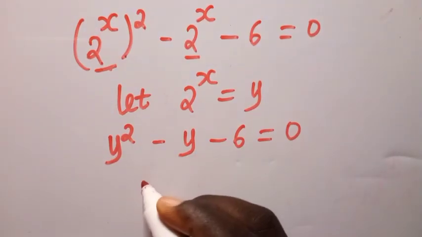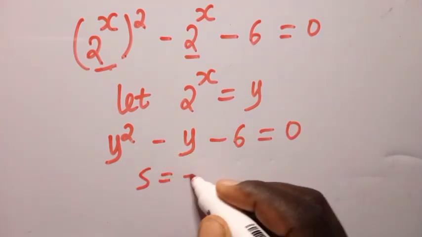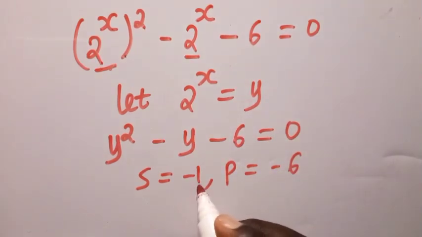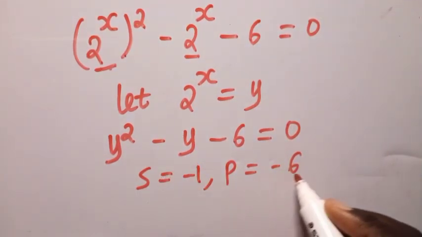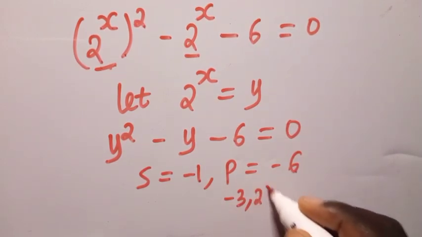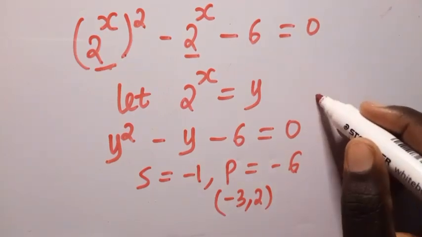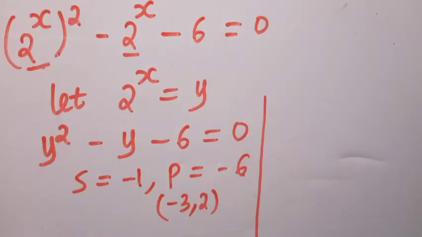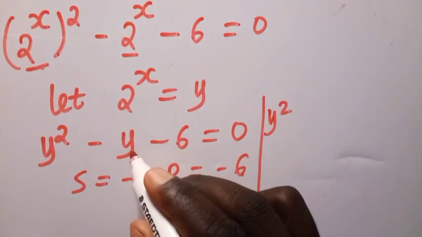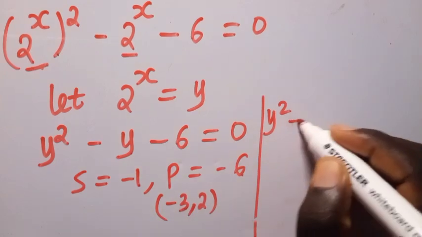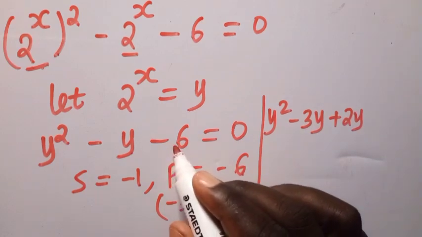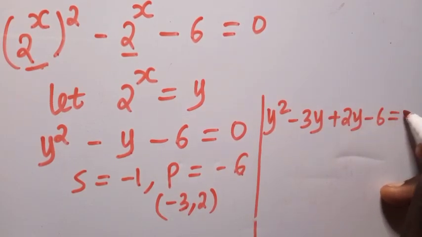By factorization method, the sum is -1 and the product is -6. Which two numbers, when you add, you get -1, and when you multiply them, you get -6? The two numbers can be -3 and 2. And therefore, we shall have y squared, then instead of minus y, we shall have minus 3y plus 2y, then minus 6 equals 0.